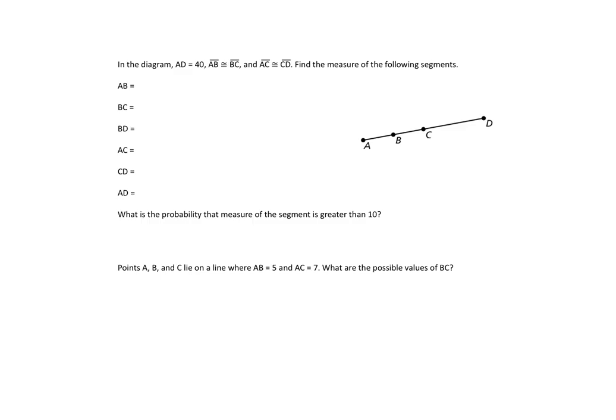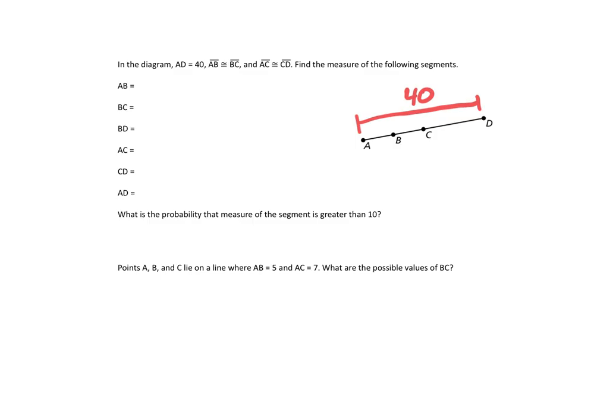Okay, we got a big segment here that's broken up into smaller pieces. So we got AB, BC, CD, and then we got the big thing, AD. Okay, so we want to find the length of all of these different pieces. What I like to do is label on here the pieces that we know. So from A to D is 40.